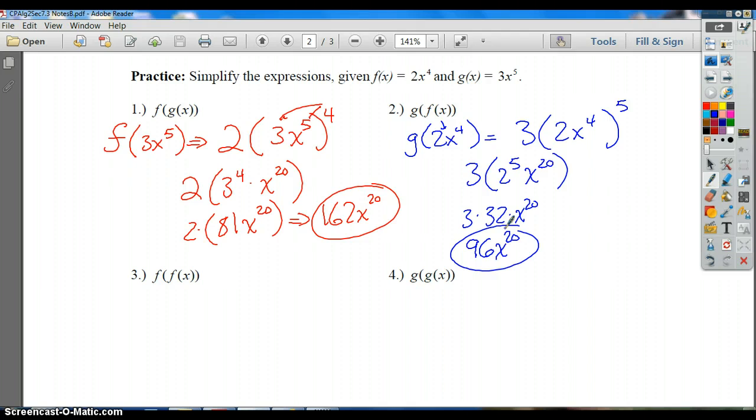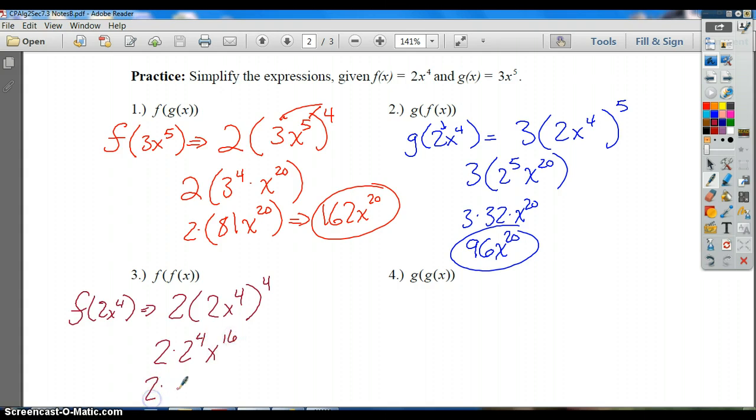Again, dealing with that sum issue, I hope I didn't mistransfer anything. Jumping down here, the 3 f of x. So I'm going to put in 2x to the fourth for that inside guy. And then I'm going to write 2 blank to the fourth. I'm going to put that 2x to the fourth in there. That's where this x used to be. 2x to the fourth. So I'm going to have 2 times 2 to the fourth, x to the 16th. This is 2 times basically 16 times x to the 16th. We know that that would be 32 x to the 16th.